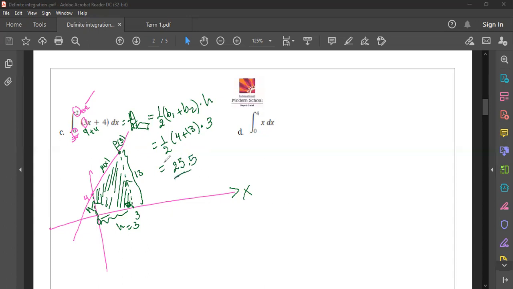That is the value of this definite integral, which I found by finding the area of the region bounded by the curve of the function and the two vertical lines, x equals 0 and x equals 3. And this is what? The x-values are the lower limit and the upper limit of integration.